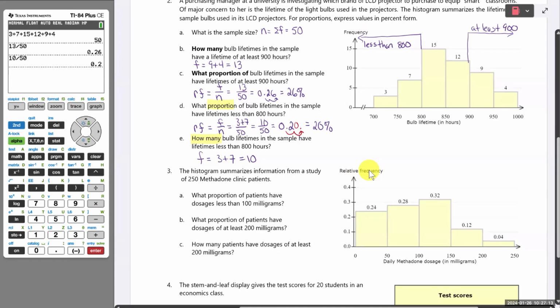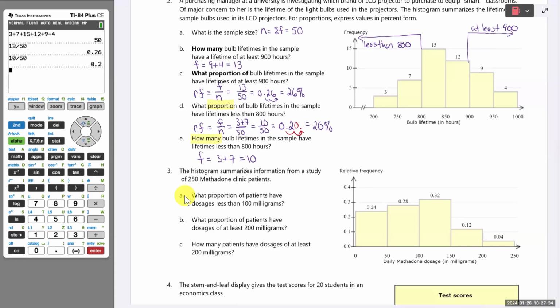So proportions. All right, so we are looking at information from a study of methadone clinic patients, and they're looking at their daily dosage of methadone, and there are 250 patients in the study. All right, let's go proportion first. What proportion of patients have dosages less than 100 milligrams? All right, so 100 on the graph over there and less than that.